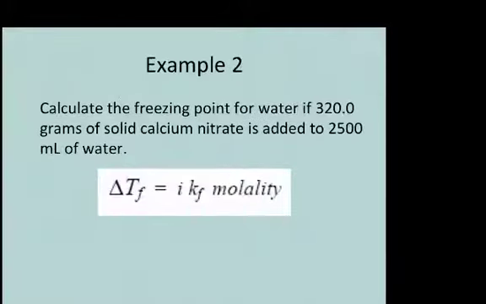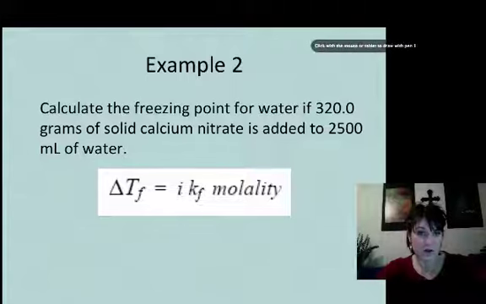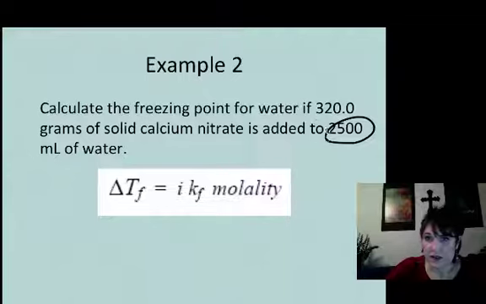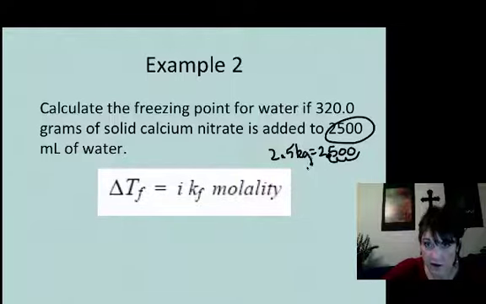Okay, we're going to do another one, only this time we're going to work with the freezing point for water. Freezing point for water is normally 0, right? But now we're going to stir 320 grams of solid calcium nitrate into 2,500 milliliters of water. So use the density of water. We're going to change milliliters to kilograms. You ready? That's 2,500 grams. Move your decimal 3 times. So that gives us 2.5 kilograms of water, 2.5 kilograms of solvent.